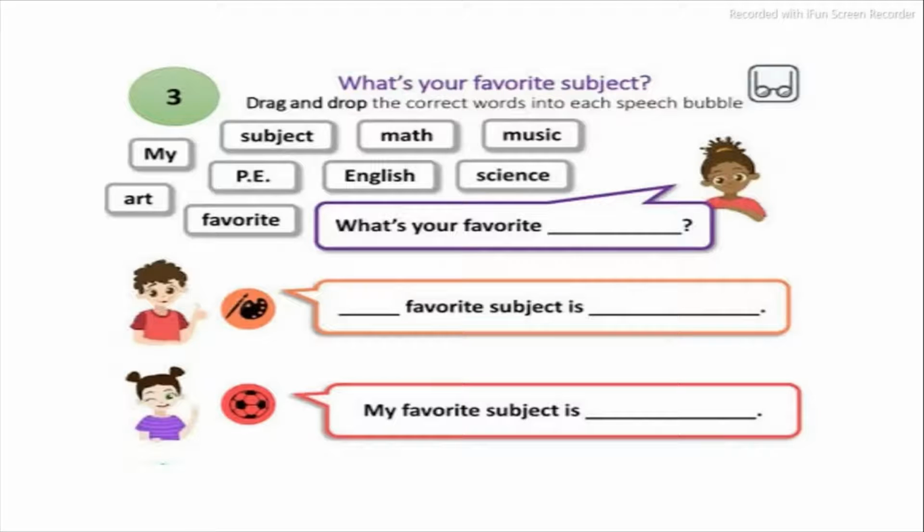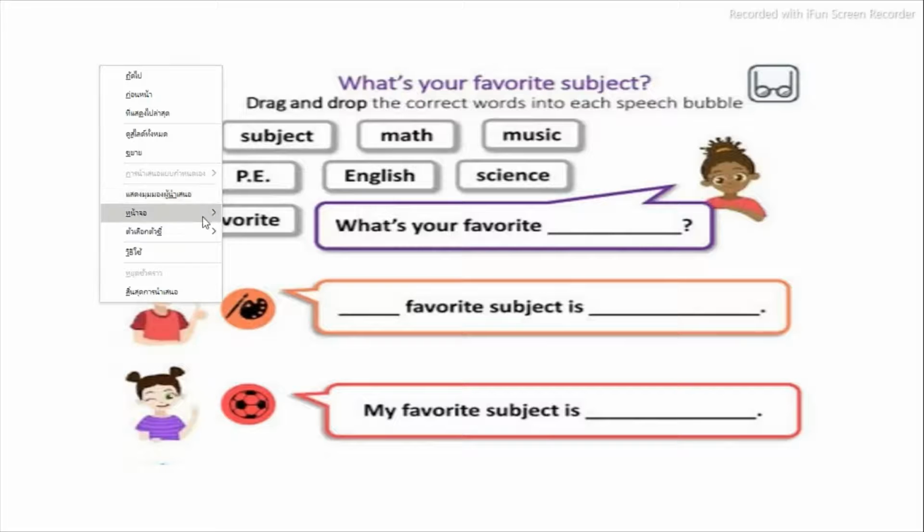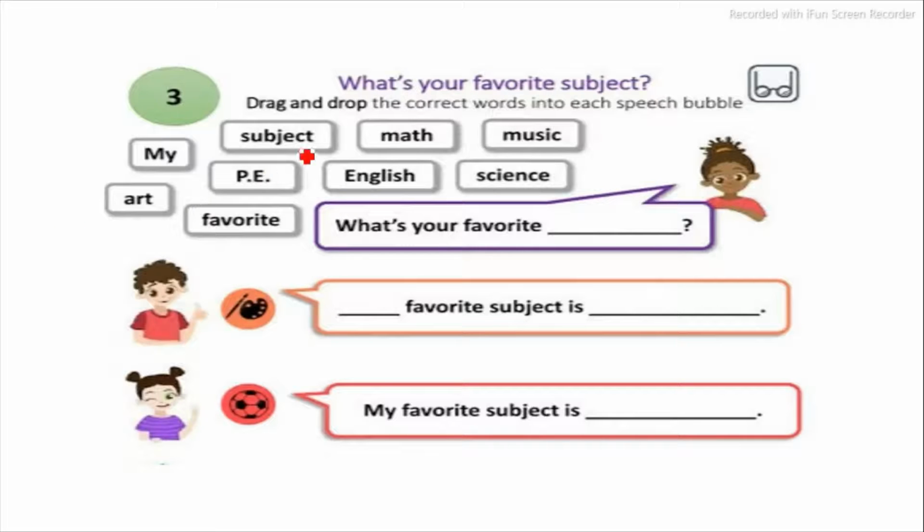So let's read the text from the top. What's your favorite subject? Okay, so we have a list of words on the side. We need to choose the correct word and write it down. So number 1. What's your favorite subject? Okay, so what's your favorite subject?